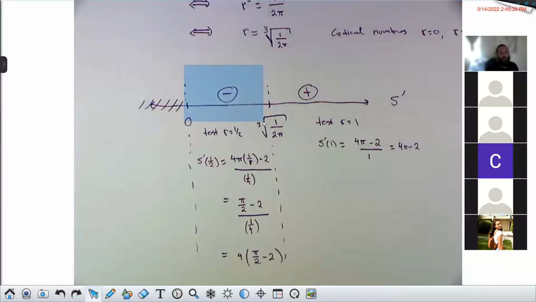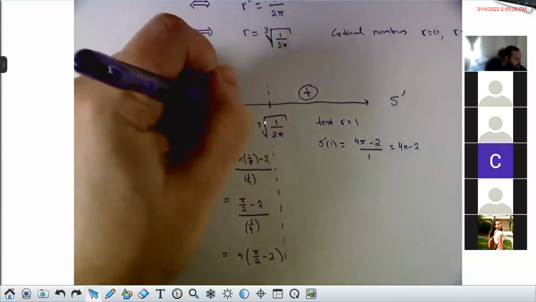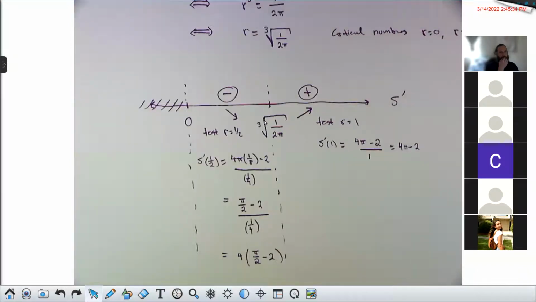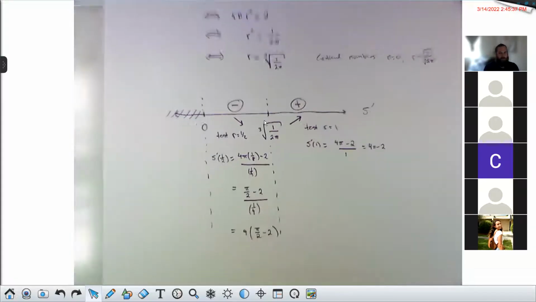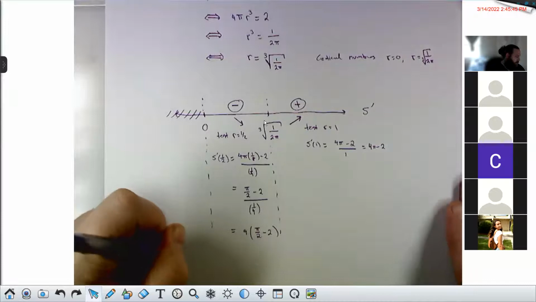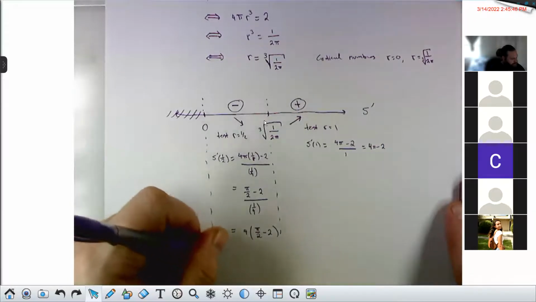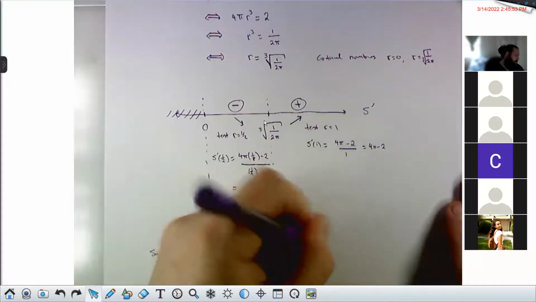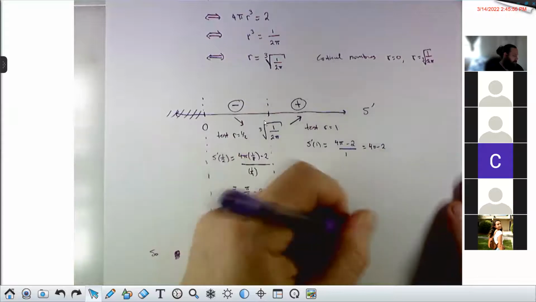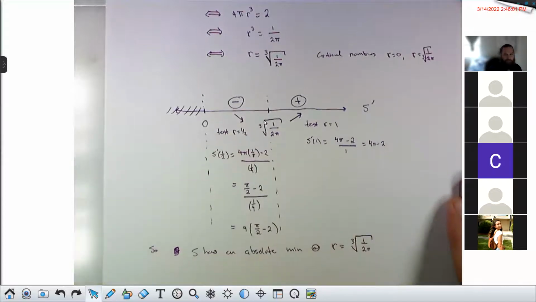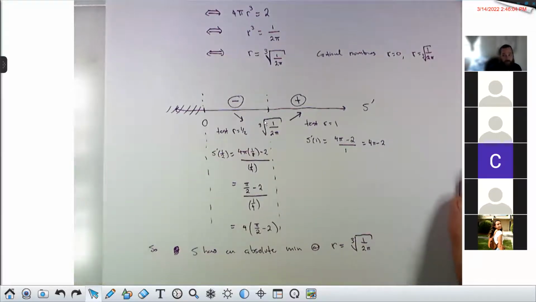So we are decreasing, decreasing, decreasing everywhere to the left of this critical number, increasing, increasing, increasing everywhere to the right of this critical number, which means that must be a min. Not just any min, an absolute min. So I'll say it like this. So S has an absolute min at R equals the cube root of 1 over 2 pi. So that's the radius which does the thing we need.